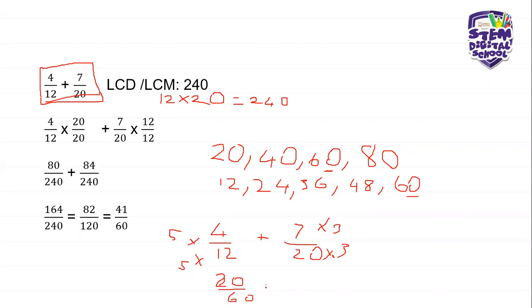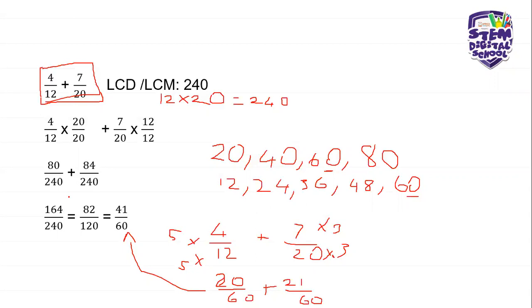And this one is going to be 21 over 60. And you know that this will give us a final answer of this. So you can follow this method here or use this method. The problem about this method is the simplifying at the end. If you do not know how to divide properly or how to divide numbers at random, you will meet a problem.